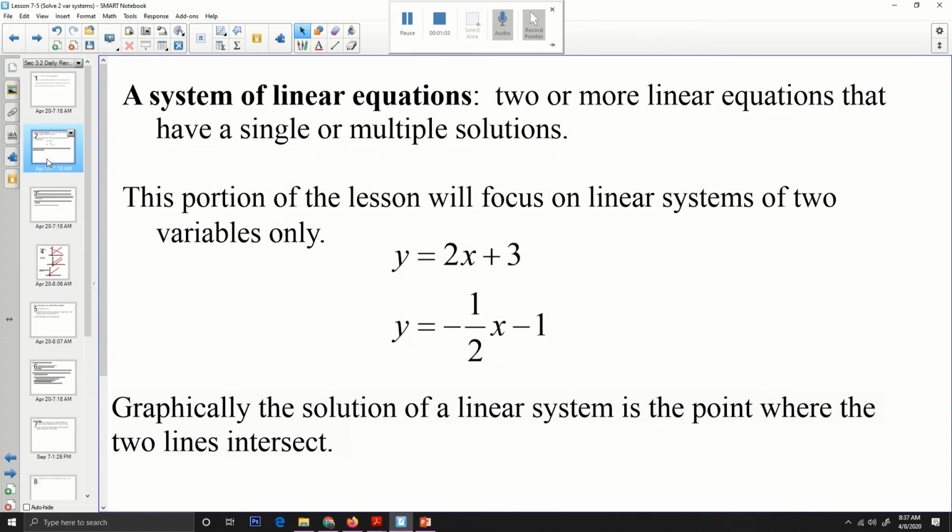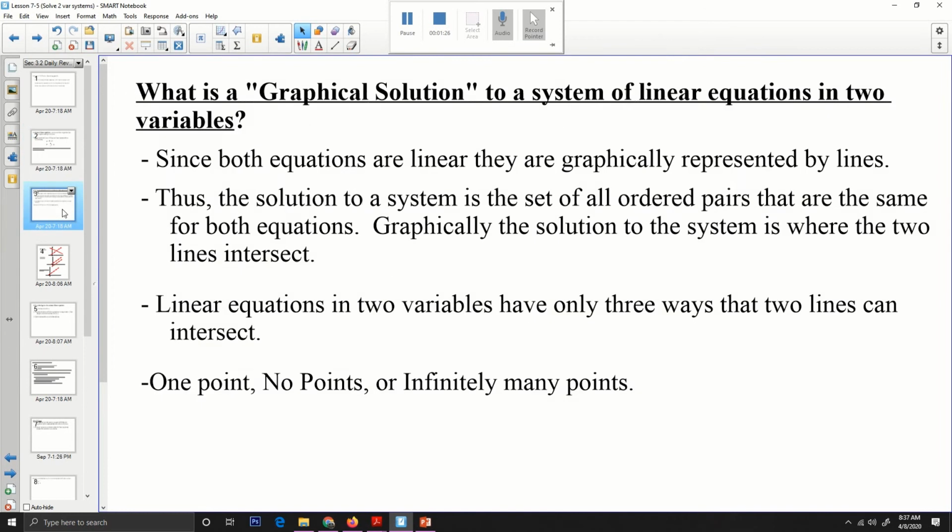That's linear equations that you are most often used to. There are other types of linear equations, but we're going to be talking about, in general, y equals mx plus b, or ax plus by equal to c. And so graphically, the solution to a system of linear equations is just the point where those two lines intersect.